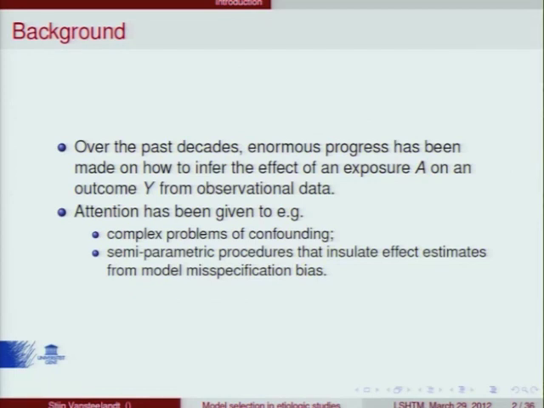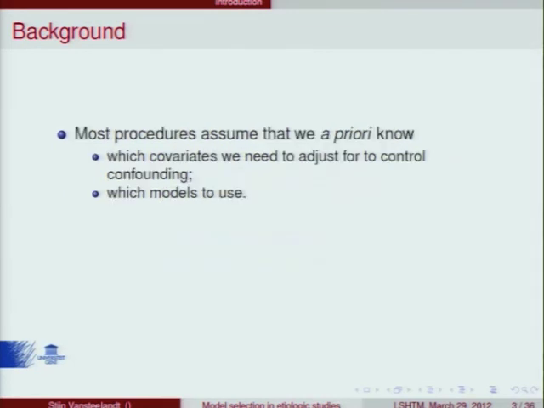experimental data. And so attention has been given to a lot of issues. There's been a lot of attention looking at complex problems of confounding, such as may easily appear in time-varying settings. There's been a lot of attention being paid to semi-parametric procedures that sort of try to protect, to some extent, against model misspecification bias. And this links a bit to the issue of model selection, and I'll come back to this towards the end of the talk.